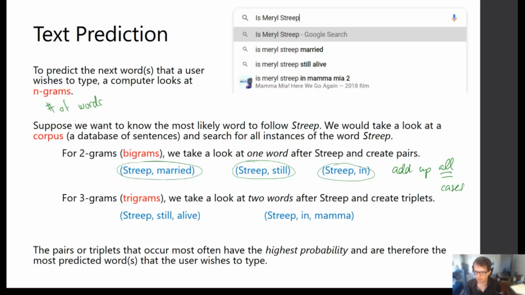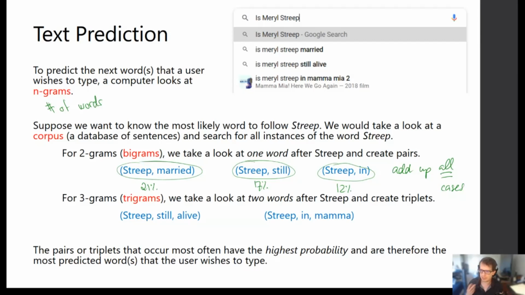And it's going to do this very, very fast. And it's basically going to give each one a probability. Like it's going to say, okay, there's a 21% chance they want to type married after. There's a 17% chance they want to type still after. There's a 12% chance they want to type in after. And then in the search bar for text prediction, they'll just give you the list in order from top to bottom. So married comes first, still comes second, and in comes third. And then they just order the rest down.